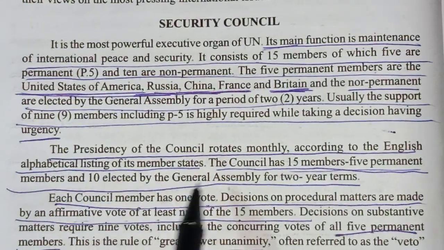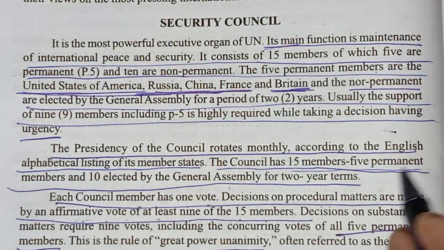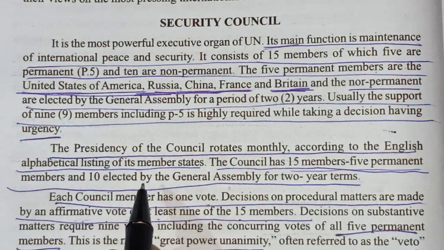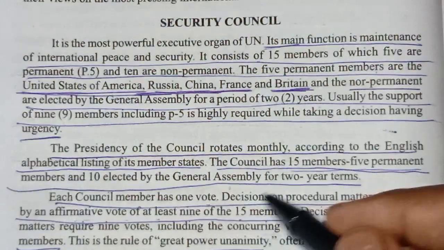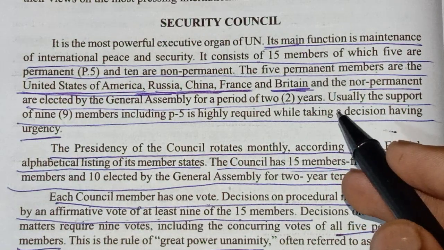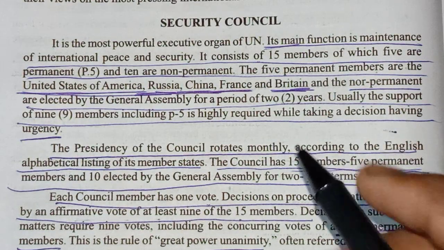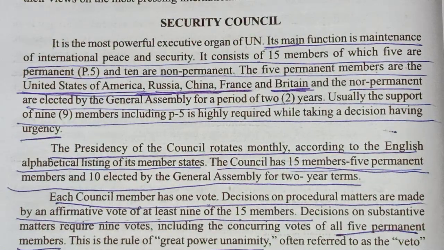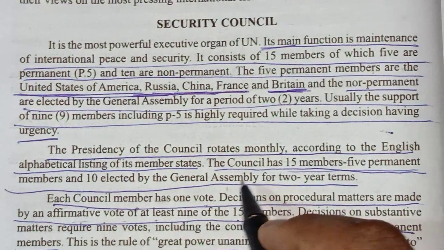The presidency of the Security Council rotates monthly according to the English alphabetical listing of its member states. So the presidency rotates monthly according to the English alphabetical listing of its members, according to the alphabets A, B, C, D. Like this, the presidency rotates every month.